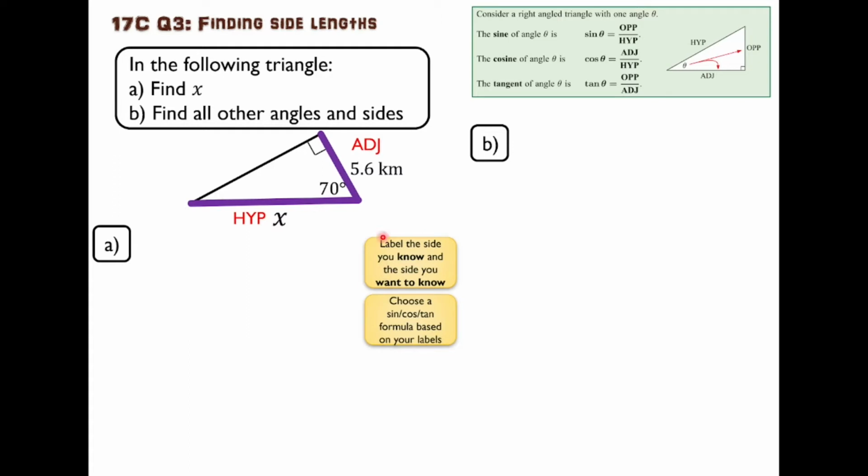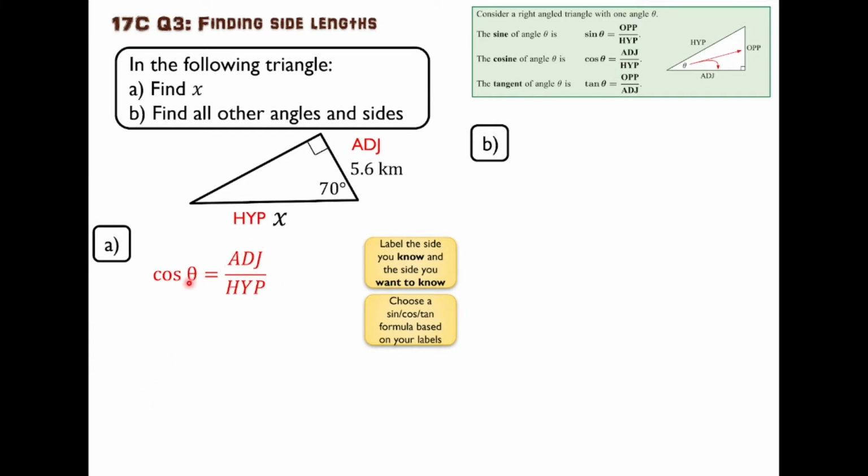Okay, so now we can look for a formula. Our formula is going to have adjacent and hypotenuse. Not that one. That's opposite and hypotenuse. This one. That one has adjacent and hypotenuse. So let's write the formula. Cosine theta equals adjacent over hypotenuse.